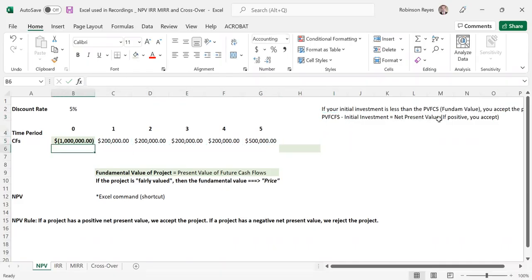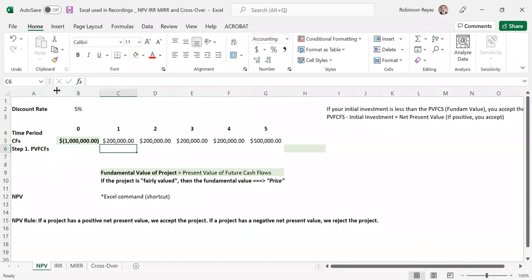Okay, so let's quickly take a couple of steps. Step one, present value of future cash flows. And we will focus on the future cash flows. So this initial investment is happening today, so that is not a future cash flow, so we do not discount it because it is already in the present.